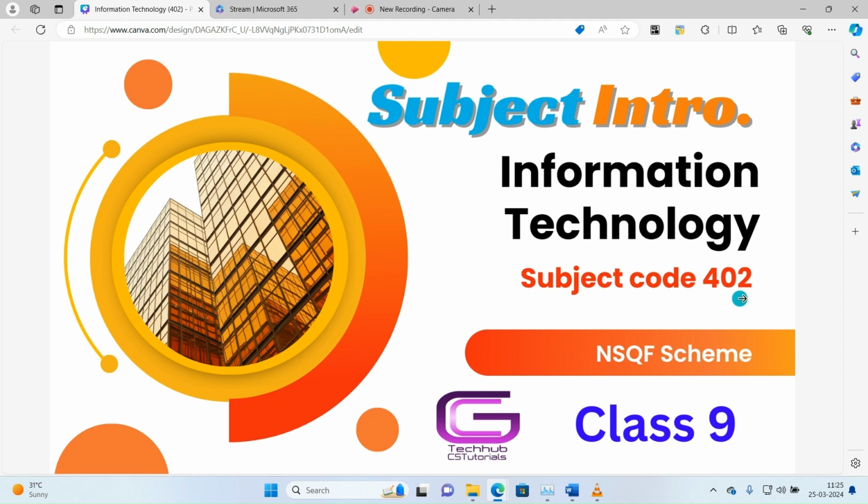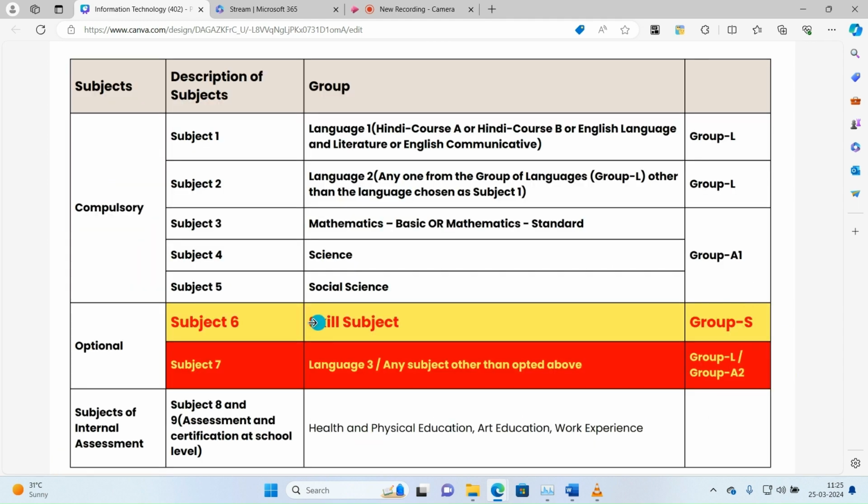So this subject has been provided to you as a skill subject. It is a skill based subject, and hence it is a bit different from all other five subjects which you are going to study, that is English, Hindi, math, science and social science. So those are your five main subjects. They come under major subjects, and this is also one of the major subjects, but it is a skill subject. It's a bit different from your other subjects because it's a skill subject.